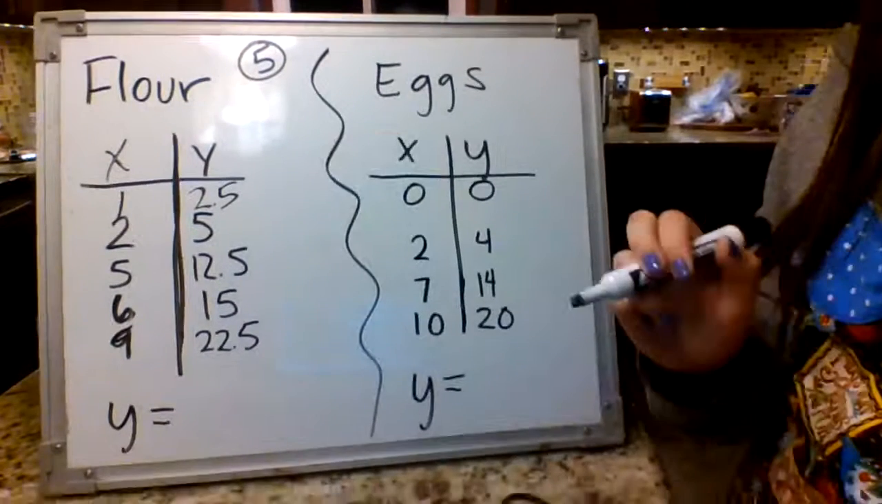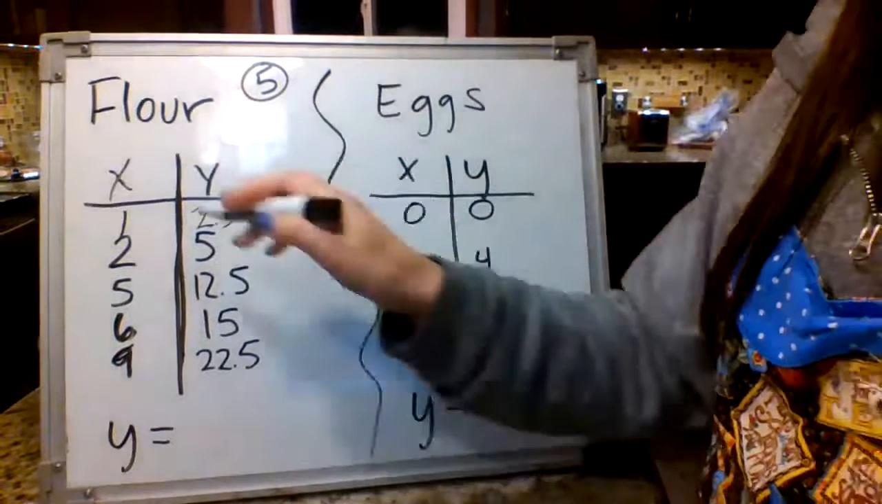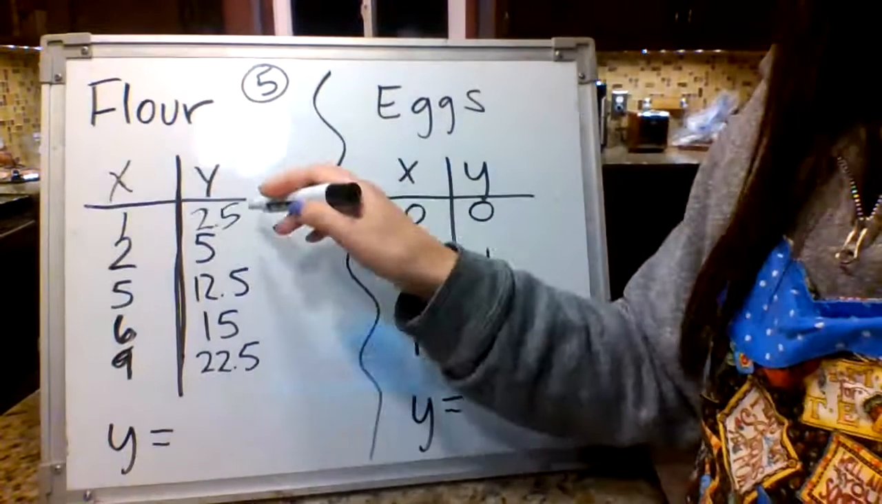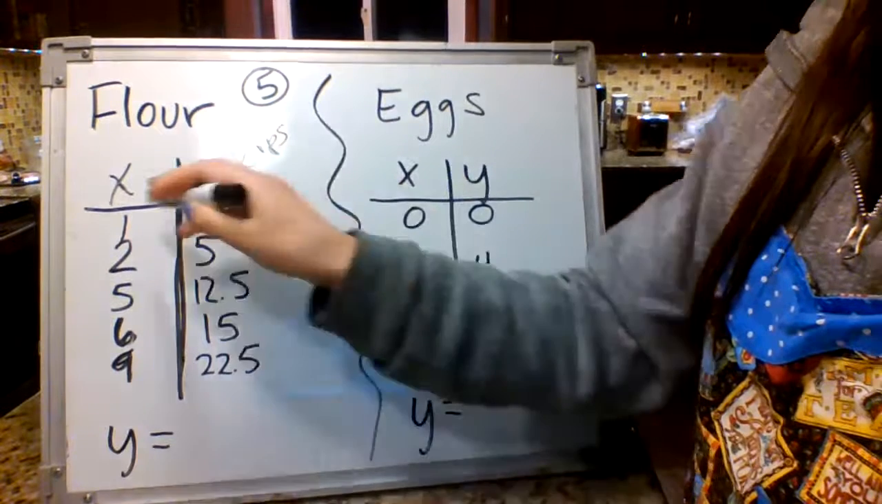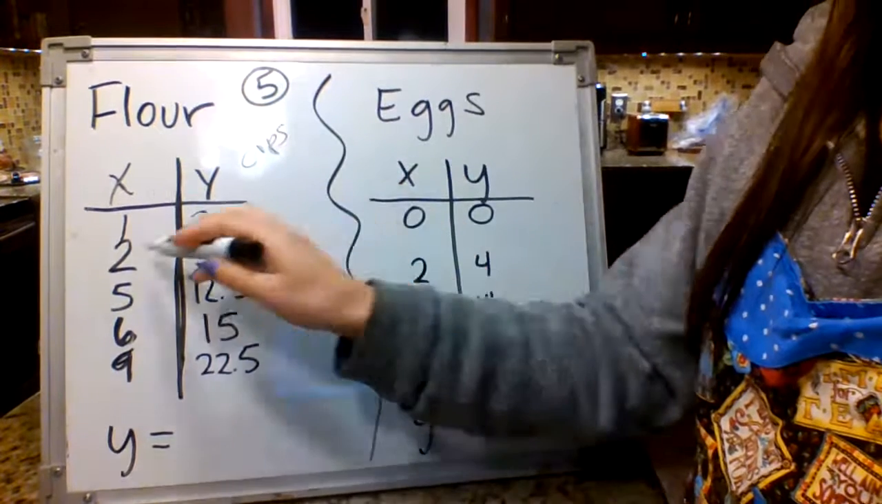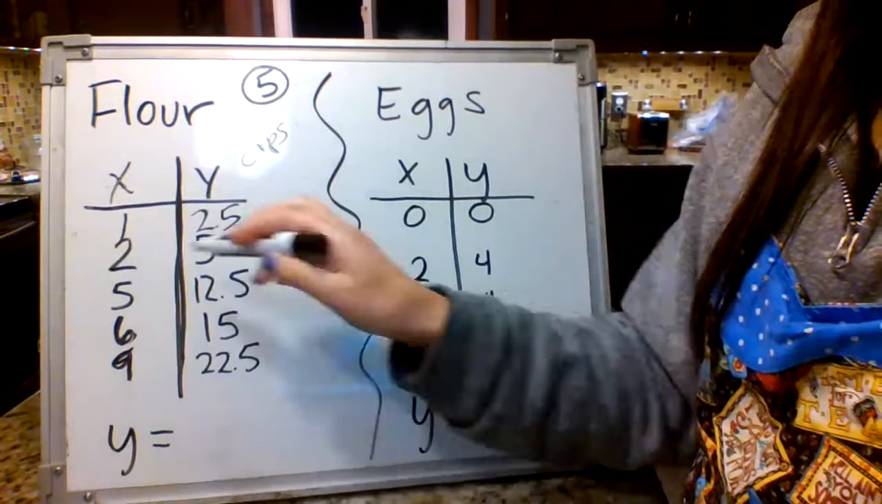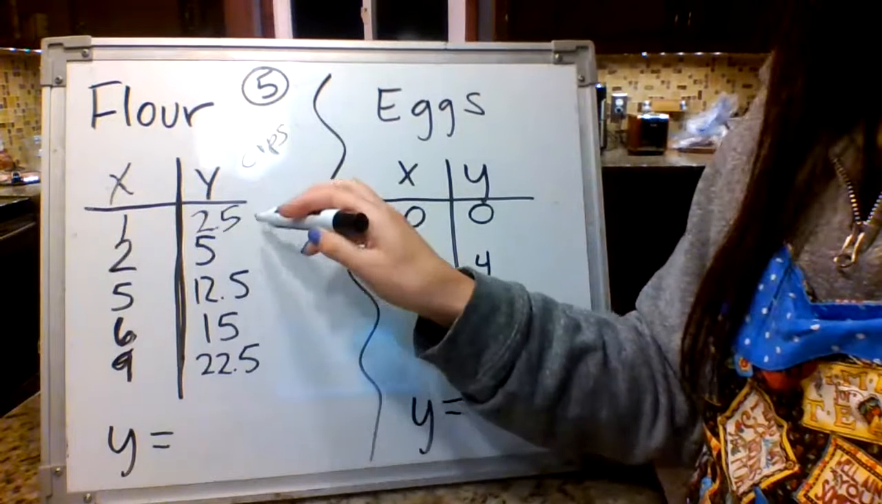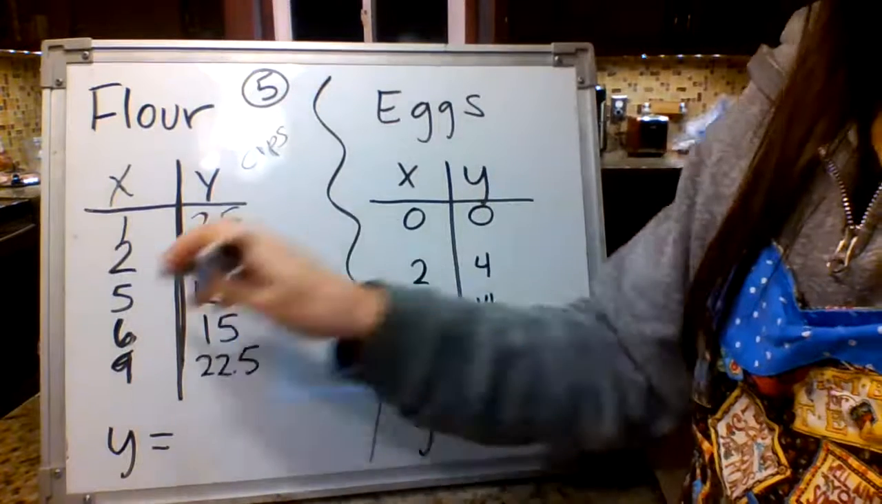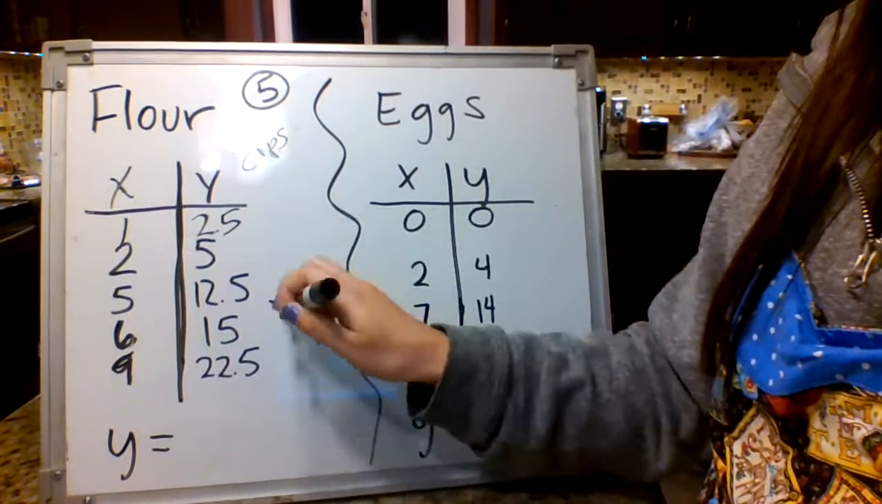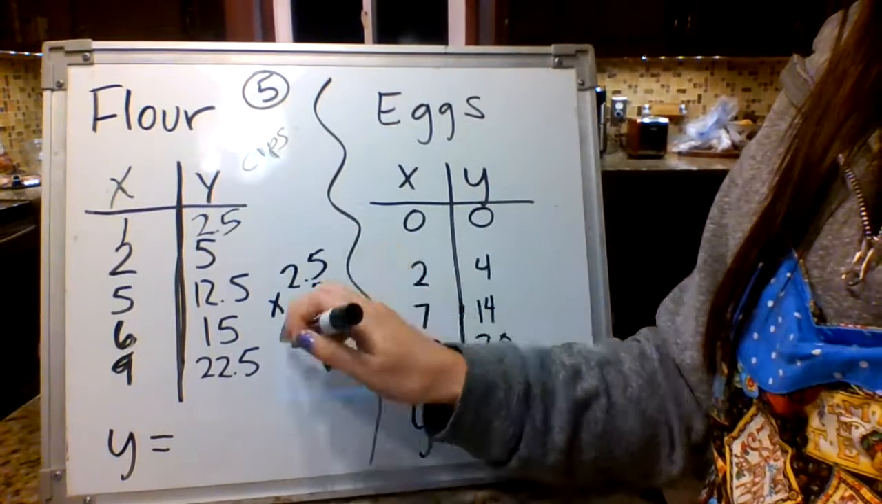So now we can check that to make sure that that is the rule. For 1 batch, I need 2.5 cups. We're working with cups here. Cups of flour. So 1 batch is 2.5. If I multiply this by 2, I get to 5. And I multiply 2.5 by 2. 2.5 plus 2.5 would give me that 5. What about 5 times 2.5? Let's check it and make sure that it works.